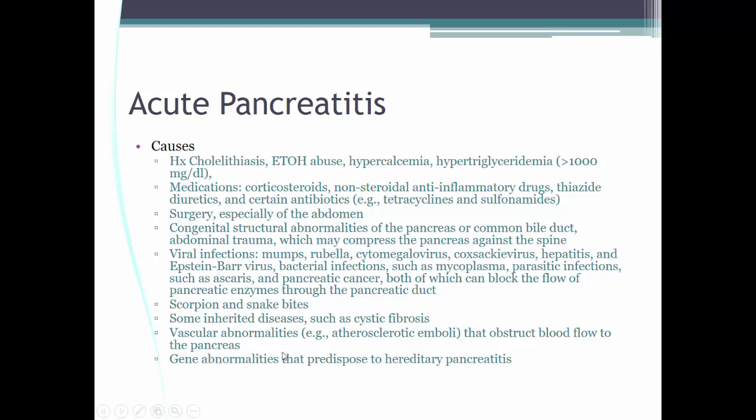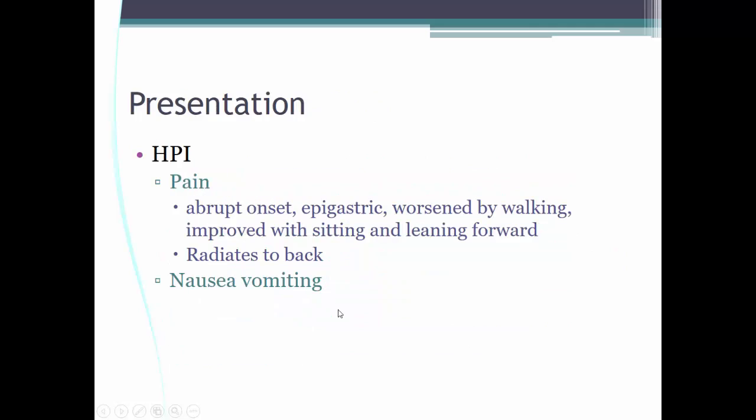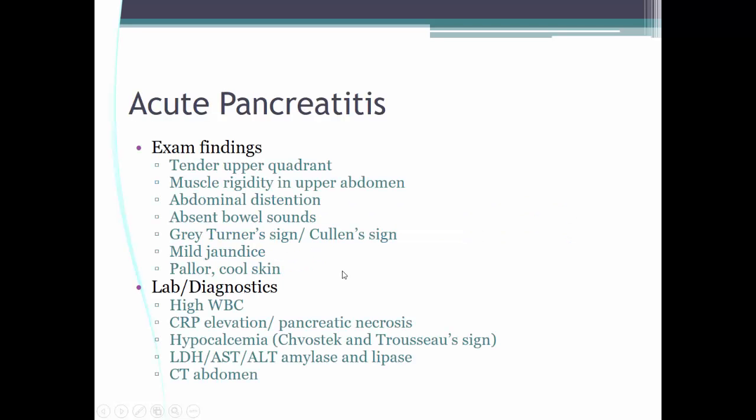So these are the causes again. You can read it on your own. I already explained them. So the pain is of abrupt onset, epigastric, worsened by walking, improved by sitting and leaning forward, and again exacerbated by coughing and deep breathing. It radiates to the back. It's associated with nausea and vomiting.